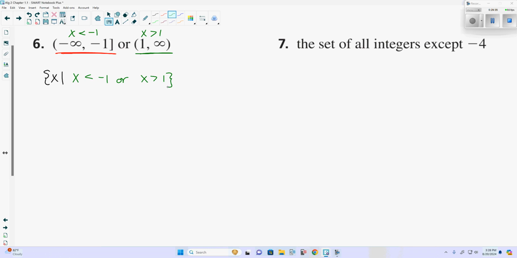If we look back at our statement, there's a bracket, because our bracket means that it is included. So for our first statement, negative infinity to negative 1, because there's that bracket there, it's saying that x is less than or equal to negative 1. Otherwise, that's right.